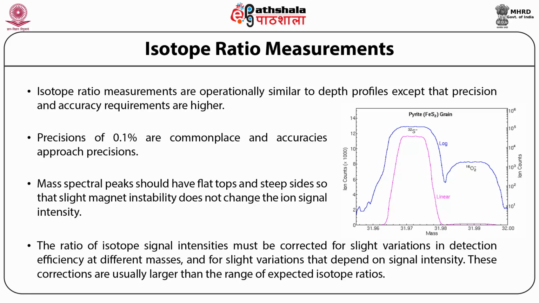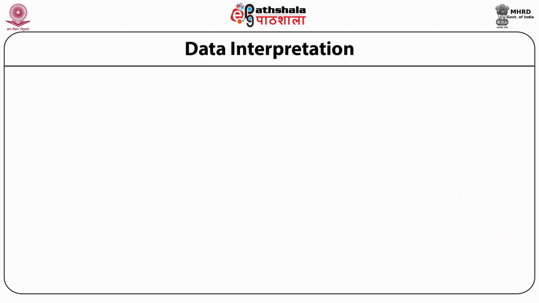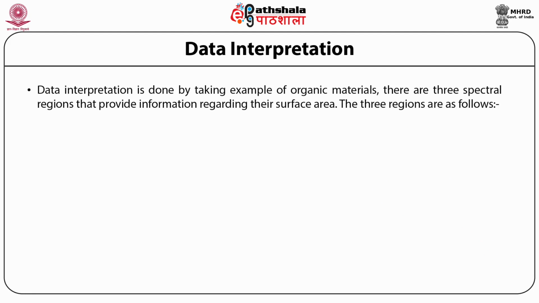The ratio of isotope signal intensity must be corrected for slight variation in detection efficiency at different masses, and for slight variations that depend on signal intensity. These corrections are usually larger than the range of expected isotope ratios. Data interpretation. Data interpretation is done by taking examples of organic materials.